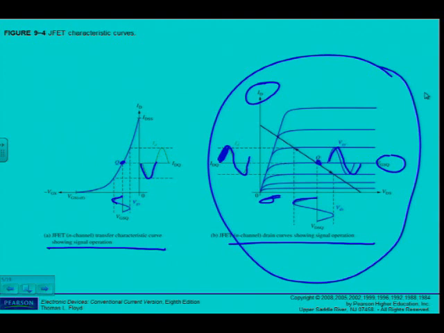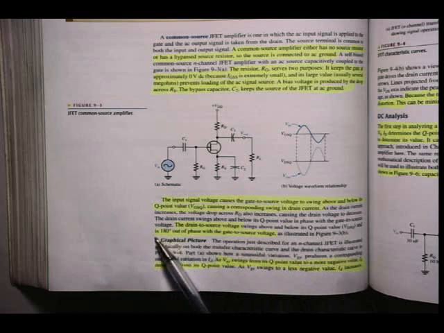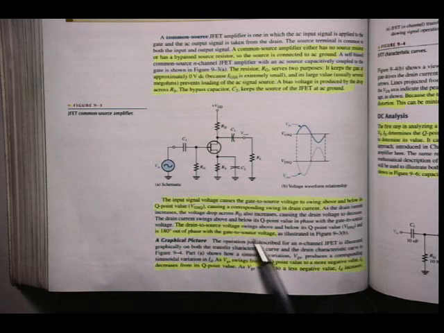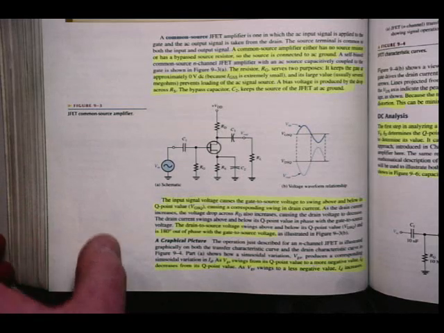Alright, on the transfer characteristic curve. But it's discussed there in the textbook as well. On page 438, the drain-to-source voltage swings above and below the Q point value and is 180 degrees out of phase with the gate-to-source voltage, as I've underlined there. Right, the graphical picture, as I've just explained on figure 9.4: as VGS swings from its Q point value to a more negative value, ID decreases from its Q point value, and as VGS swings to a less positive or a less negative value, ID increases, of course.